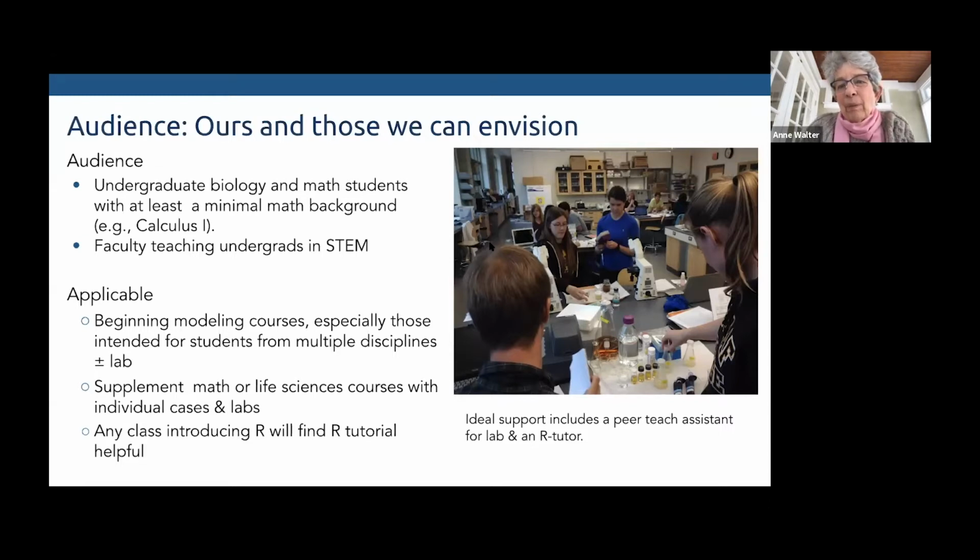What you're seeing in this image here is a classic group of students working on projects in the lab. The groups are working on different projects in the lab. We found it's been really helpful to have both a peer teaching assistant and our tutor for our labs.